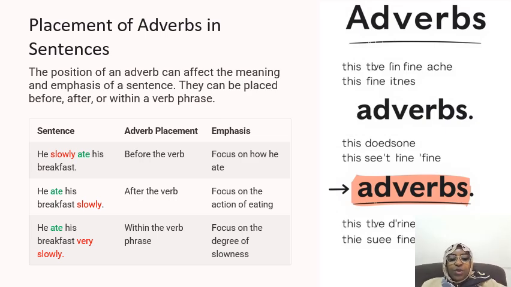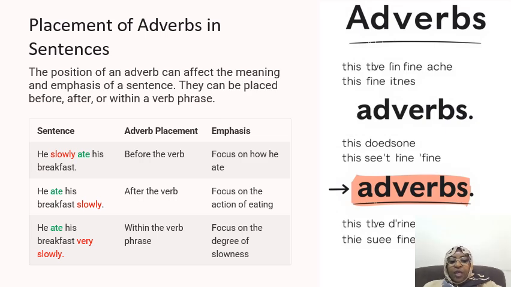Look at sentence number 2. He ate his breakfast slowly. Now look at the place of the adverb. It comes after the verb. So when the adverb comes after the verb, it focuses on the action of eating itself. He ate slowly. You get it?